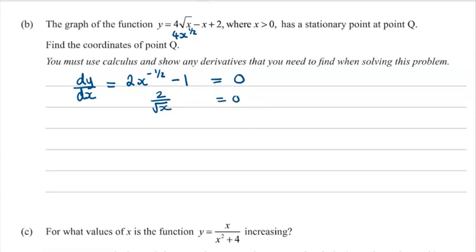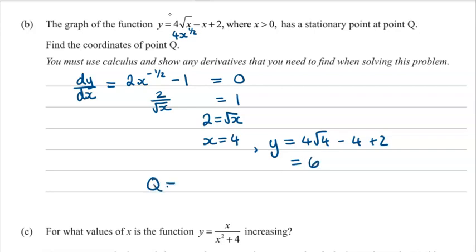So 2 over the square root of x is equal to 1. 2 is equal to the square root of x. So x is equal to 4. And we need the coordinates, not just the x coordinate. So when x is equal to 4, y will be equal to, well, let's put that in, 4 root 4 minus 4 plus 2, which equals 8 minus 4 is 4, and then add 2 is 6. So Q is (4, 6).